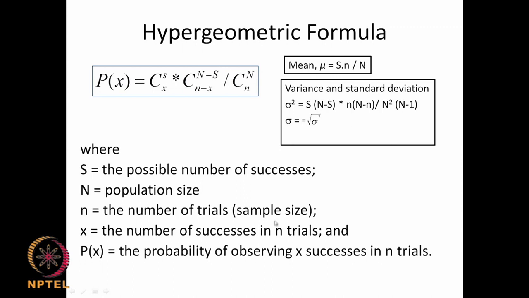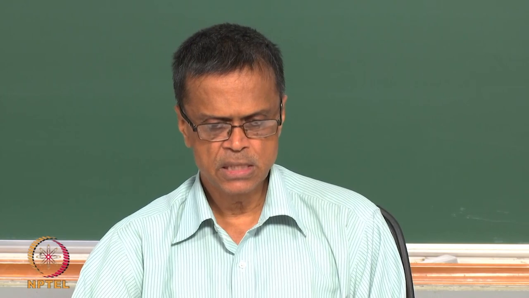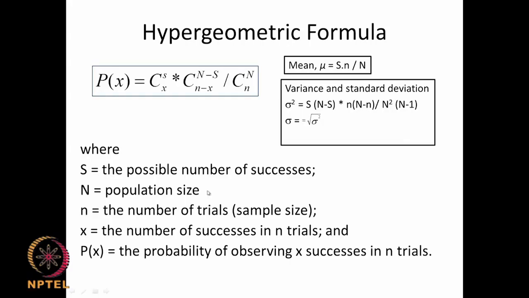Do you understand? For example, if you have 100 balls in a box, and out of that 10 balls are black, and I am picking up balls wanting to pick up black balls, capital S will be 10 and capital N could be 100. When I take a sample of, say, 5, the small n will be 5, and if I get one black ball in that, the success x will be 1. So this calculates the probability.